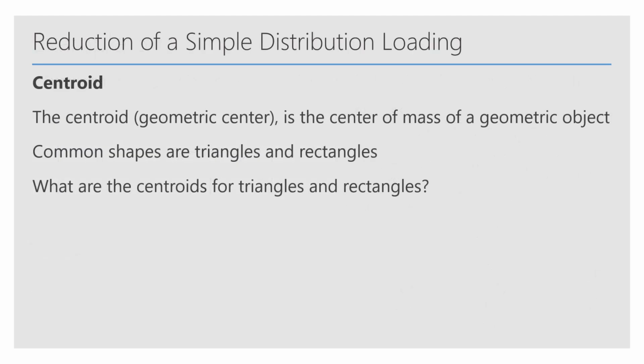Now, before I mentioned that the location for the resultant force is usually at the geometric center, the centroid. I know that sometimes we miss these terminologies in geometry, so I'm going to go over this real quick. So the centroid is the geometric center. It is the center of mass of a geometric object, and the common shapes that we will be looking at will be either triangles and rectangles, and some other things that you might see, maybe trapezoids or semicircles.